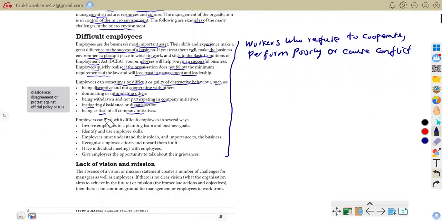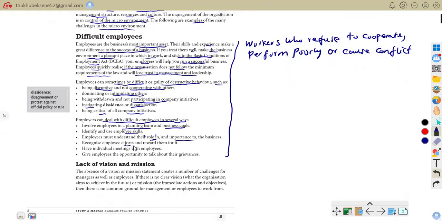Now we are saying that employers can deal with difficult employees in several ways. How do you deal with difficult employees? Involve employees in planning teams with business goals. So always try, when you're planning, to have them there. Include them in the planning team as well as in what the business wants to achieve, the business goals. Identify and use employee skills. Employees must understand their role and importance to the business, so that will reduce the conflict if they understand their role.